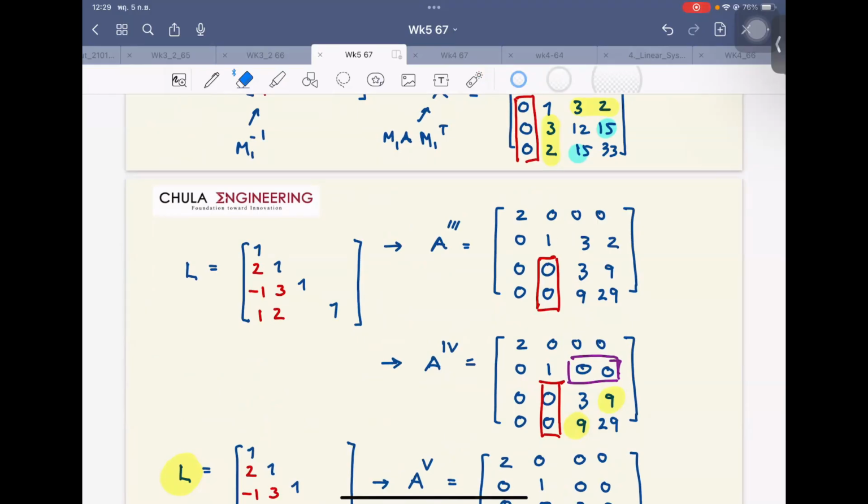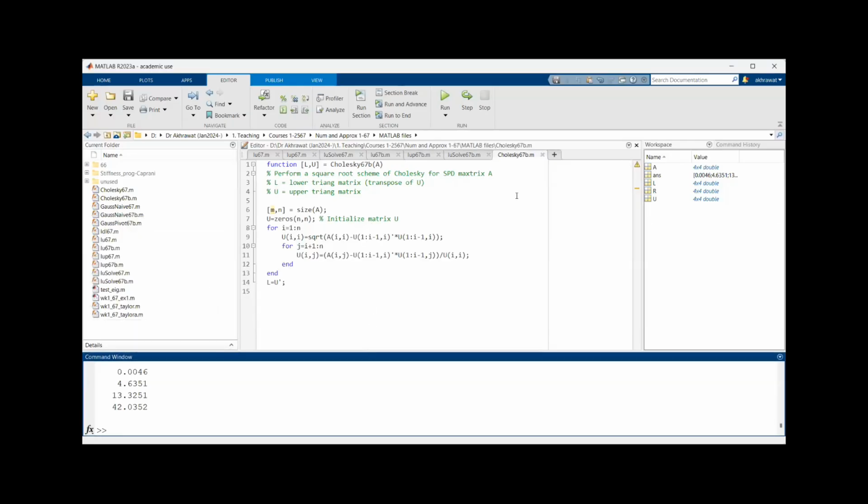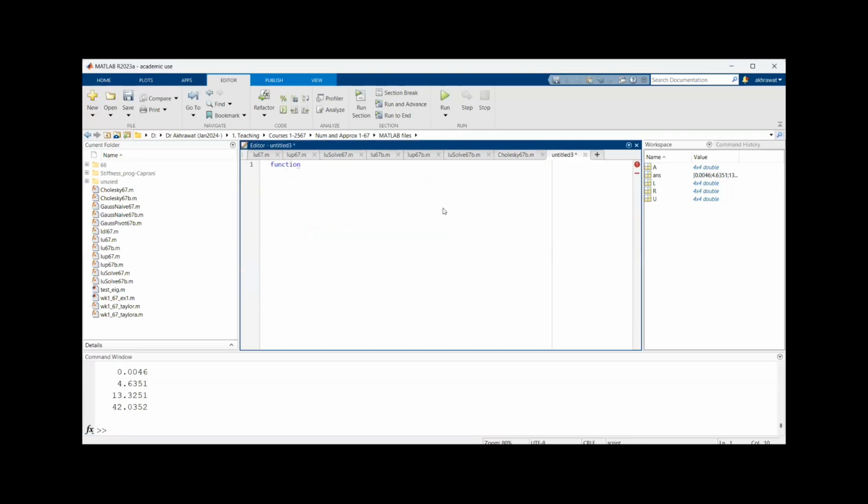Okay, now let me code the LDL transpose. It's not a long code. New function, return L, D, LDL. Let me call it LDL 67. We have the previous file, have B, and we have matrix A as the input. Now perform A, LD transpose, Cholesky decomposition. Okay, the LDL transpose scheme.